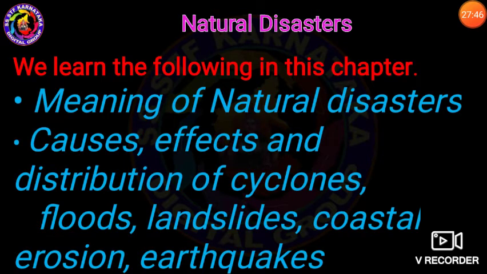My dear students, in this class we have learned the meaning of landslides, causes, effects, distribution and precautionary measures of landslides. Then second point, what is the meaning of coastal erosion? What are the causes, effects, distribution and precautionary measures of coastal erosion? And the third point, earthquakes. What is earthquake? What are the causes of earthquake? What are the distributions, effects and precautionary measures of earthquake? These points today we have learned in this class.